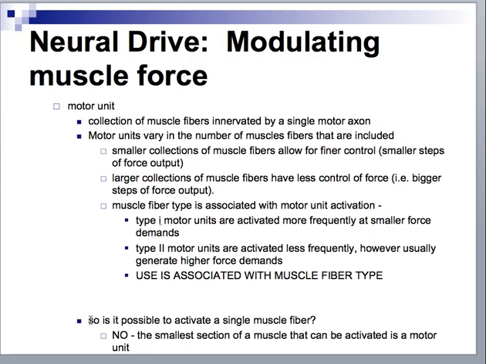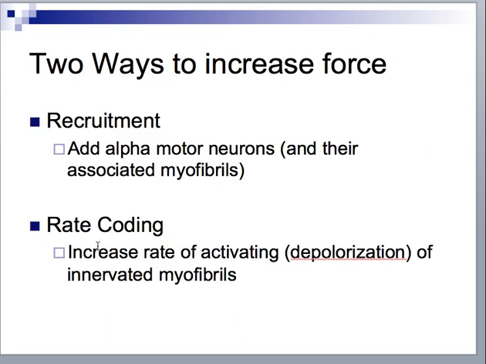And so the question becomes, is it possible to activate a single muscle fiber? And the answer is no, because the smallest unit of force activation by the nervous system is an alpha motor neuron. So if we're trying to understand how the nervous system regulates or modulates force development of muscle, what we're really focusing on is recruitment of motor units, and how fast, once one is recruited, it's activated.